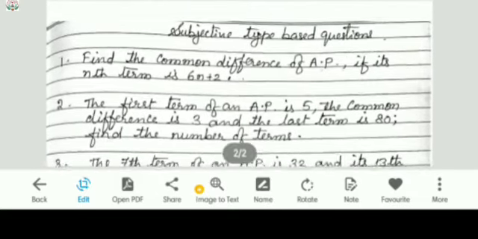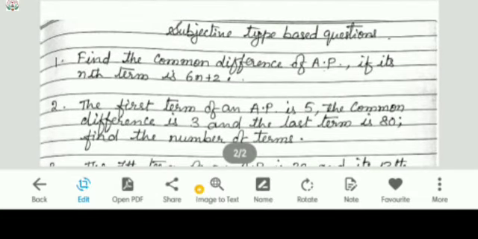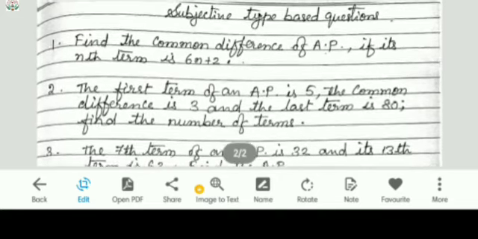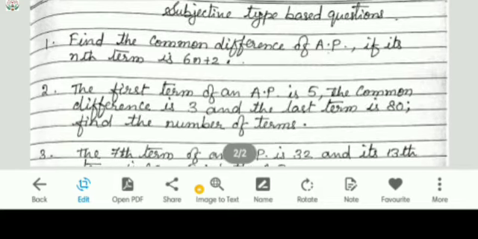And then come the subjective type questions. The first question is: find the common difference of the AP if its nth term is 6n plus 2. So an is given as 6n plus 2. a1 will be how much? Put n as 1: 6 into 1 plus 2, that is 6 plus 2, which is 8. So the first term is 8.